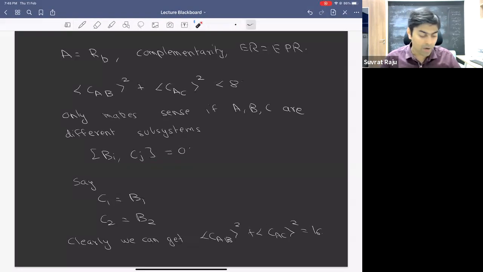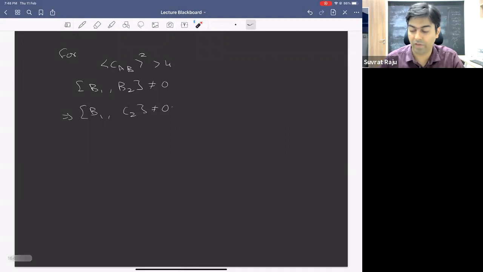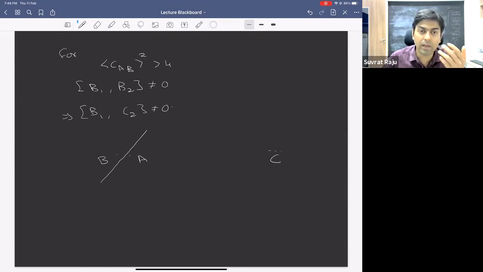Okay? Now, let me remind you that in this proposal, when we derived these inequalities, there were two parts to this derivation. First we looked at these operators on opposite sides, which were B and A, and then we had C somewhere far away here.